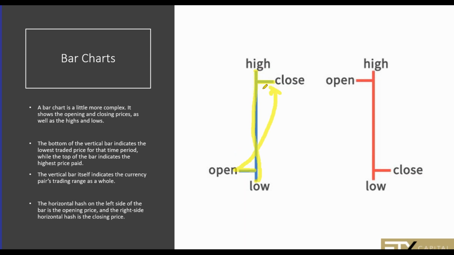Now, if you climb up the ladder from the open to the close, this would be considered a bullish session, because the bulls were in control and they closed higher than it opened. On the other hand, if your open was here and your close was down here, so you stepped down the ladder, that's telling you the bears were in control, because that was a bearish session, because the close is lower than the open.